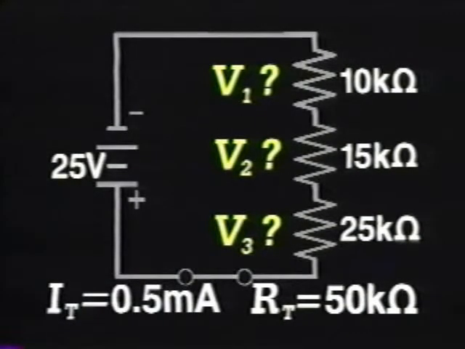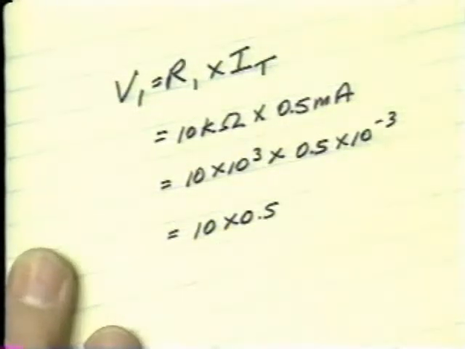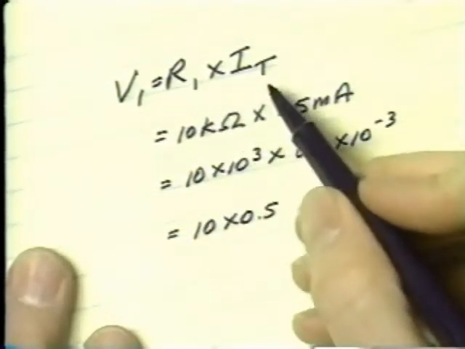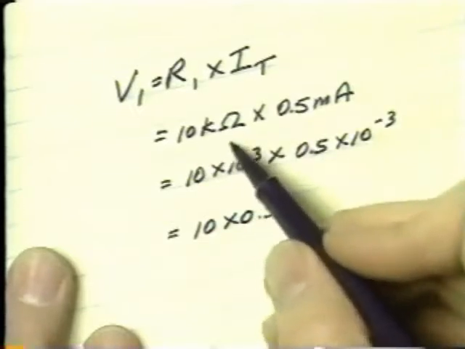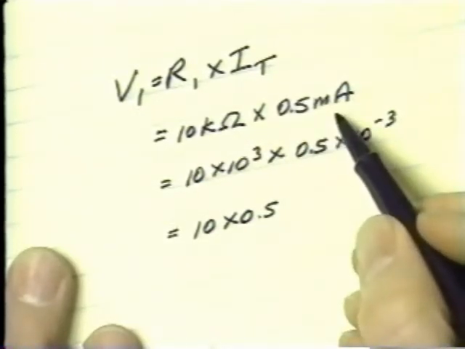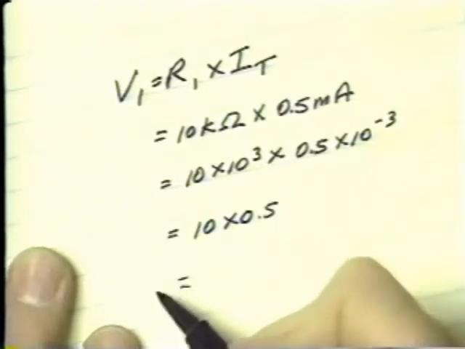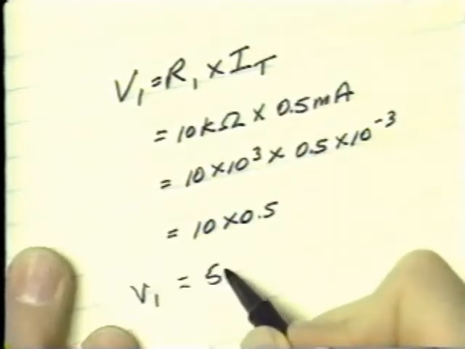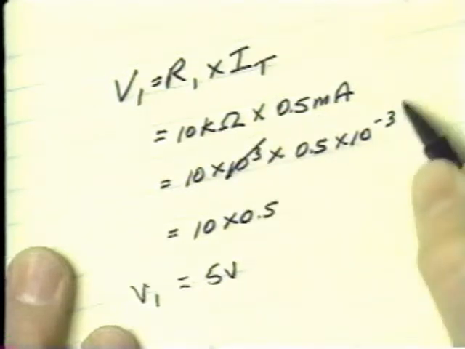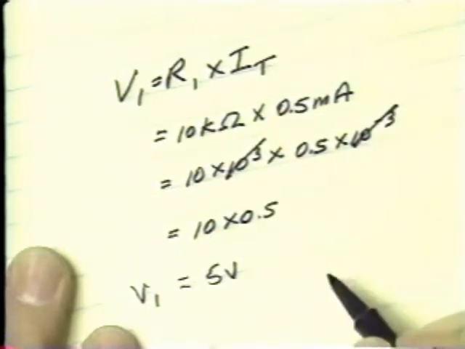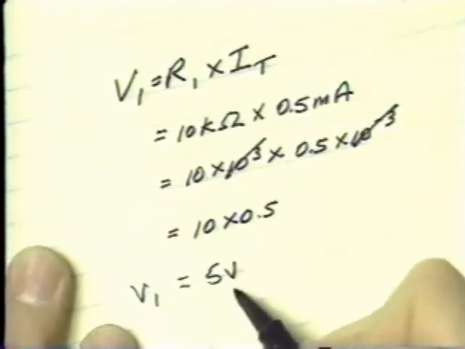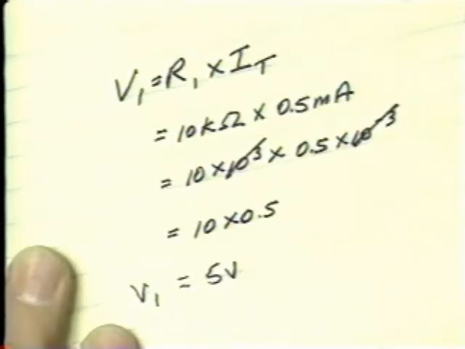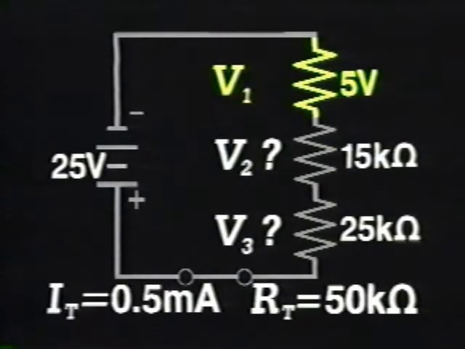Let's find the voltage drop across each resistor. V1 equals R1 times the total current, or 10 kiloohms times 0.5 milliamps, which equals 5 volts. Notice how K and M cancel each other out when you multiply, because adding the exponents, -3 and 3, results in an exponent of 0. Any number raised to the 0 power is equal to 1. So 10 times 0.5 times 10 to the 0 power equals 5 volts. Add this value to the schematic.